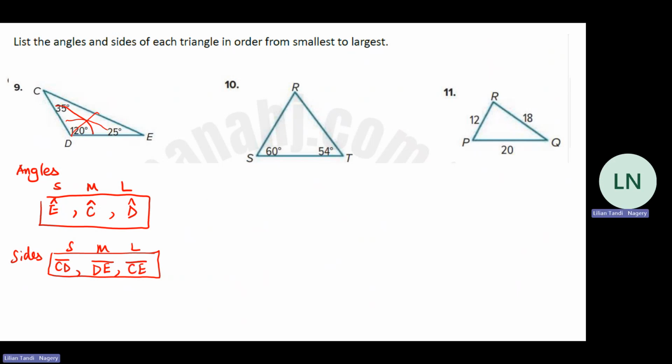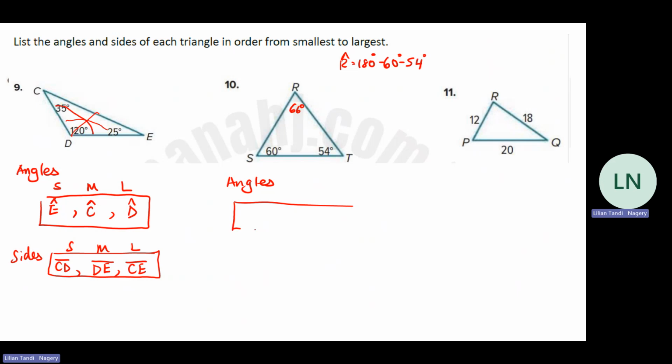Now here, you don't have three angles, but you should know how to find this angle. Angles in a triangle add up to 180. So to get angle R, you will do angle R equals 180 minus 60 minus 54. So 180 minus 60 minus 54 is 66. So this is 66. Then now you can do your angles.